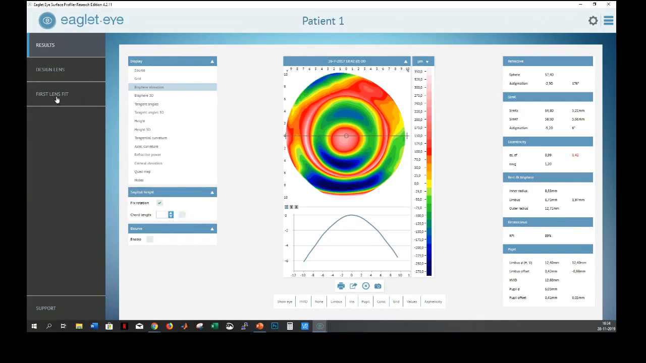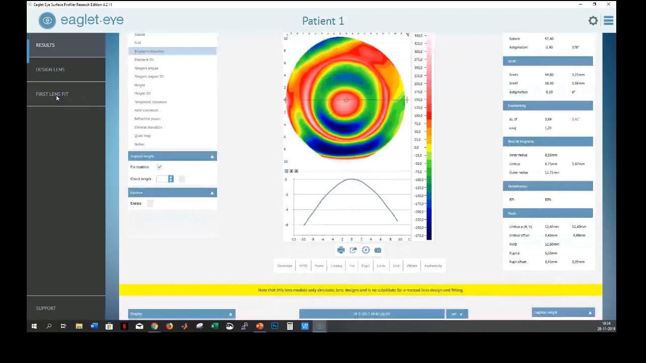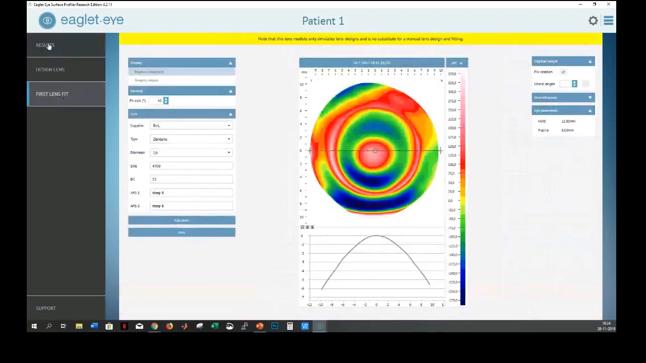And the first lens fit button, I just clicked it. It's just on the left side of the screen. And I already selected a supplier. I already selected that I wanted to use a normal Zen lens design. You can see they offer a lot of options. I've been choosing a 16 millimeter.